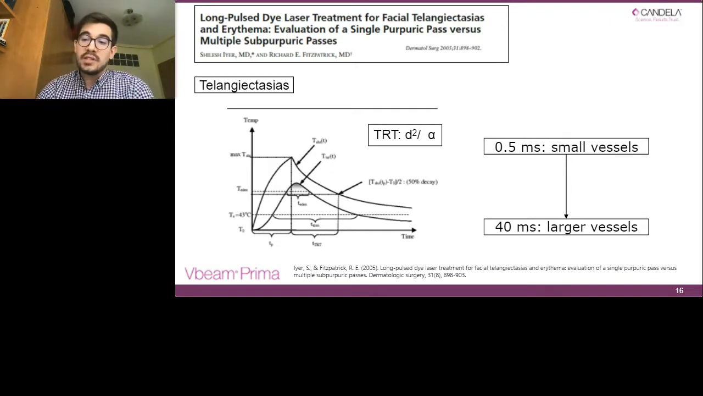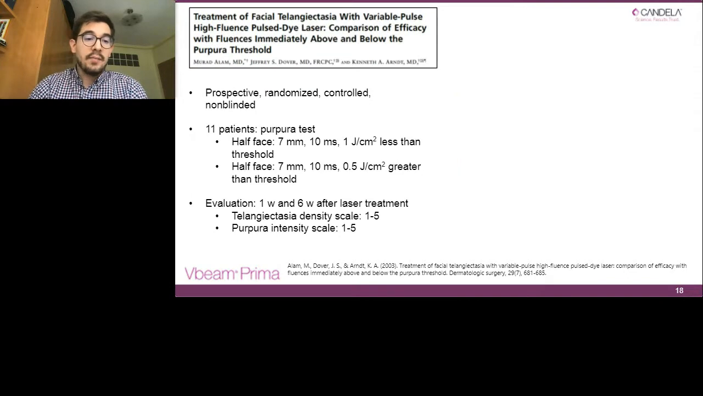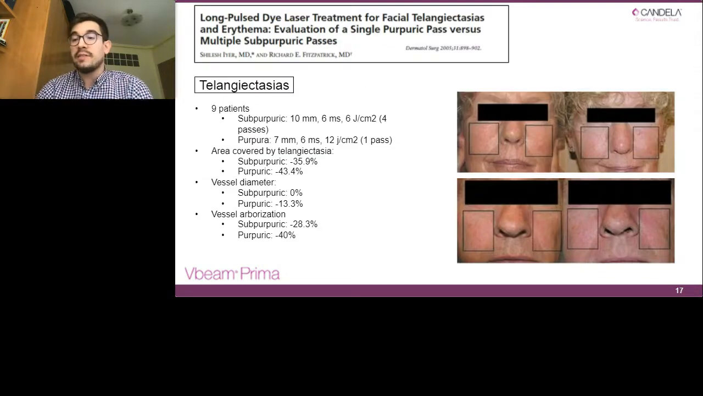When you've established which pulse duration you're going to use to treat the telangiectasia, you have to decide whether to use a fluence that is purpuric or subpurpuric. Regarding the literature, in the same article that I told you about before, they make the same comparison between 4 subpurpuric passes on one side and 1 purpuric pass on the other side. They see that both the area covered by telangiectasia and the vessel vaporization improve more with purpuric settings. So when you treat erythema, subpurpuric is better, but when you treat just telangiectasia, it seems that purpura may be more useful when trying to make all these telangiectasia disappear.